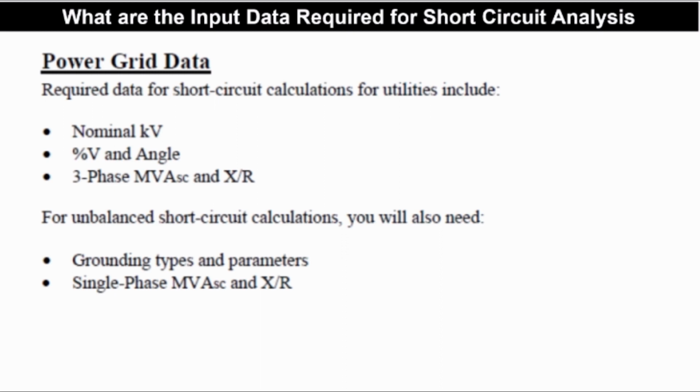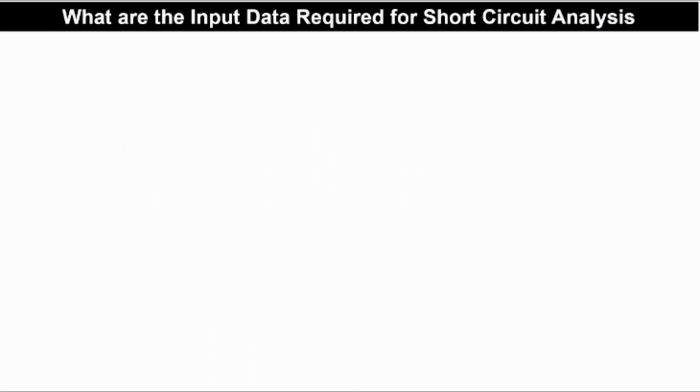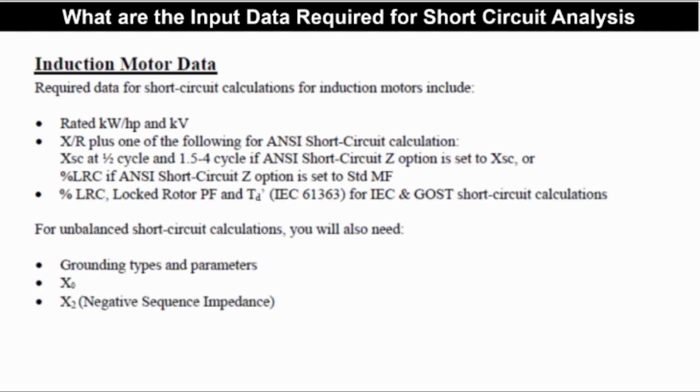For power grid, you should know nominal kV, percentage voltage, angle, three phase short circuit MVA, X by R ratio. For unbalanced short circuit calculations, you will also need grounding types parameters, single phase short circuit MVA and X by R ratio. For synchronous generator, you should know rated megawatt, kV, power factor, zero sequence impedances, negative sequence impedances, generator type, IEC, etc. type.